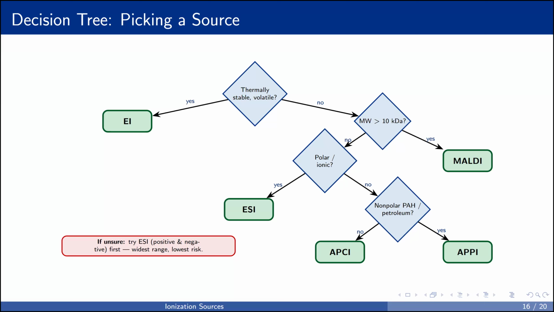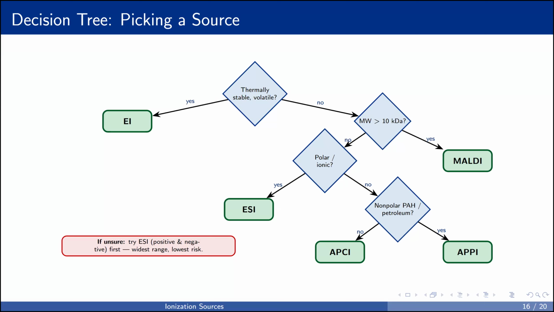If you're unsure, try ESI first, both in positive and negative mode. ESI has the widest analyte range of any LC source, and in most labs, it's the default mode of operation. If ESI fails, then switch to APCI. If that fails, try APPI. This sequence covers almost every real-world LCMS problem.